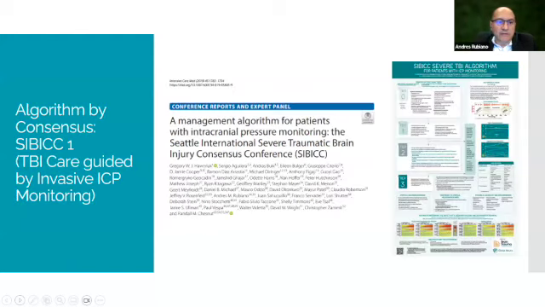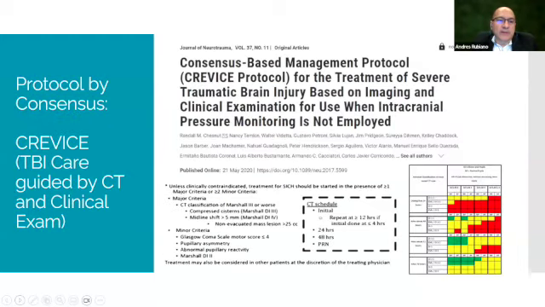We also have a recent consensus for a specific management guide on invasive monitoring systems. In this case, this is the CIVIC one for ICP monitoring. With some international groups, we have developed algorithms that have been placed in posters in order to support medical practice in ICUs. This is another example, the famous CREVICE protocol, which is based on guiding TBI care only by CT and clinical exam. It has been very applicable in areas that do not have many resources.